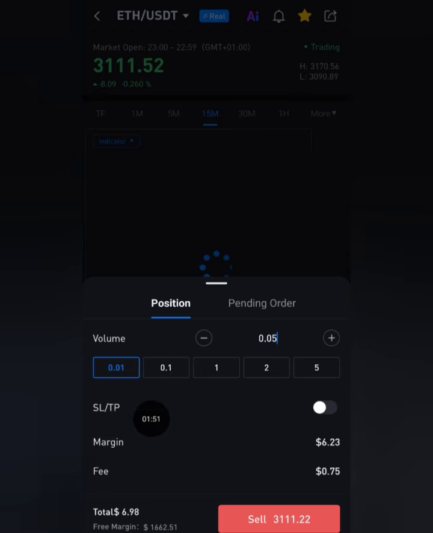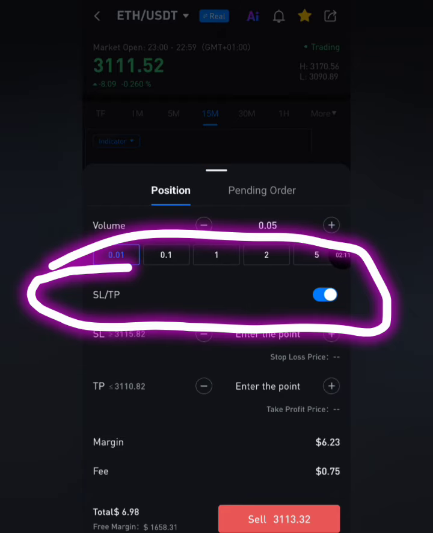And it also depends on the market you're trading, okay? Because the Ethereum market is not as volatile as the BTC or the gold market, okay? So this is a very good lot size you can use if you're a beginner or if you don't have much capital to begin with, all right? So right now that I've set my lot size, the next thing I want to do is to set my stop loss or take profit, okay?